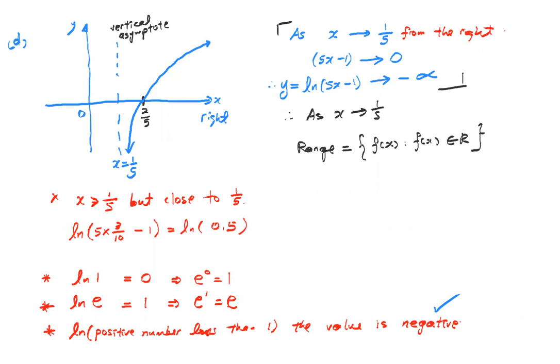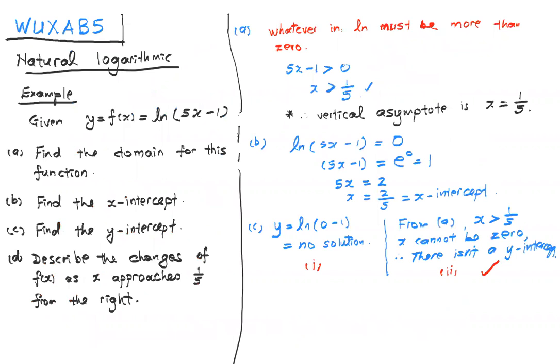5x minus 1 is greater than 0. Okay, let me go back to this slide. The reason is because, if you take out your calculator, when we say e to the power of anything, it must be greater than 0. And when you talk about ln, it is the reverse. Ln of anything, okay, here must be greater than 0 because of here. So this one must be greater than 0.